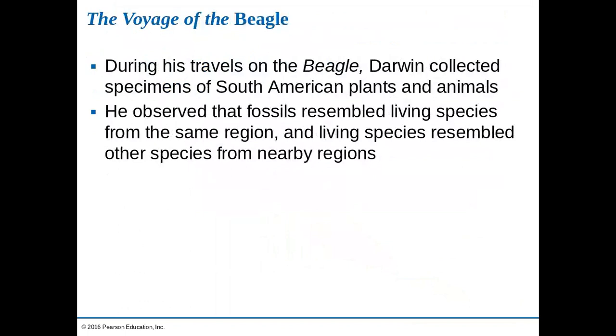And as he traveled, he collected lots of specimens throughout the world, but especially in South America. And he started to notice some resemblance between species that lived in the same area, and also some resemblance between species that lived not in the exact same area, but from areas nearby.